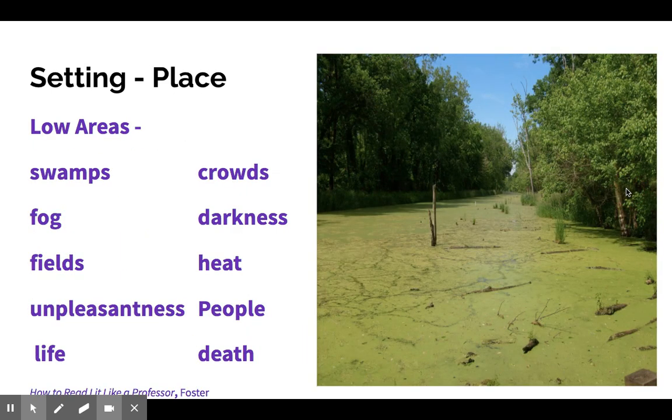Place is incredibly important as well. And you really want to start thinking symbolically here. Like, what do these things communicate to me, right? Think about low areas, for instance.